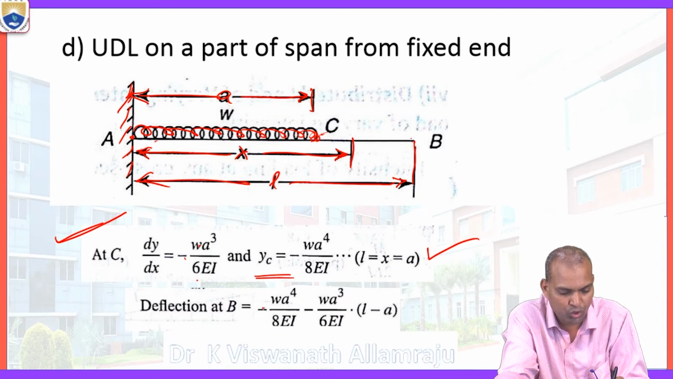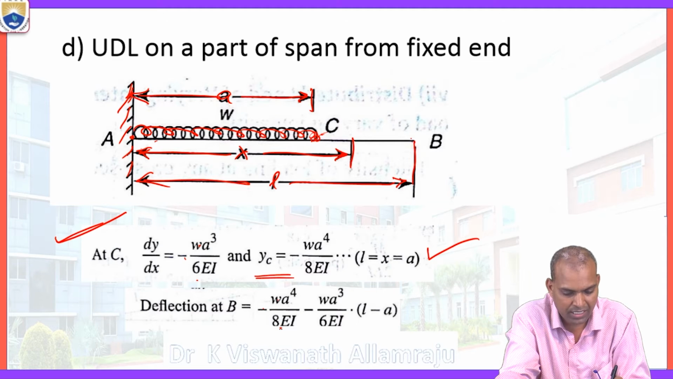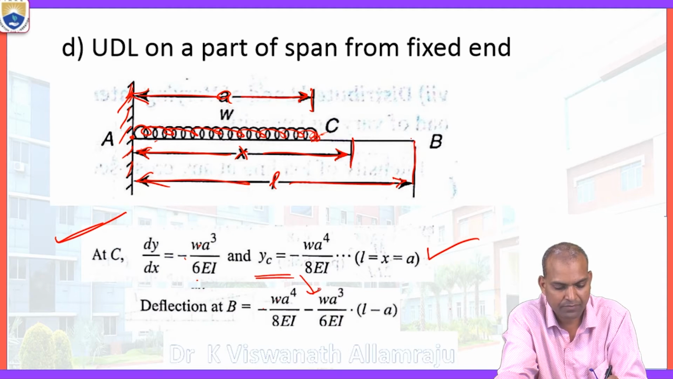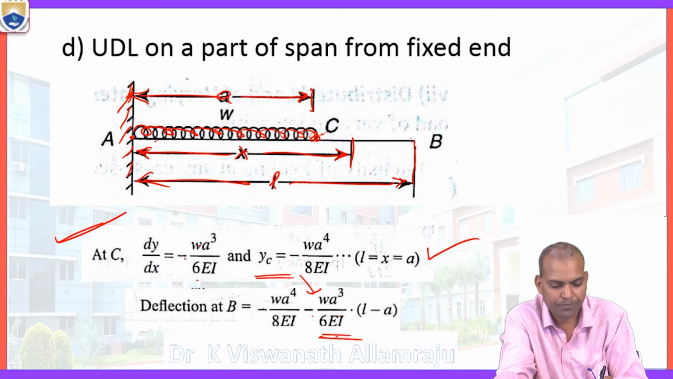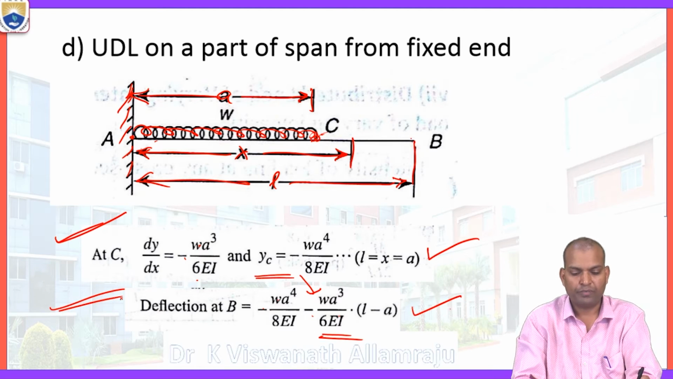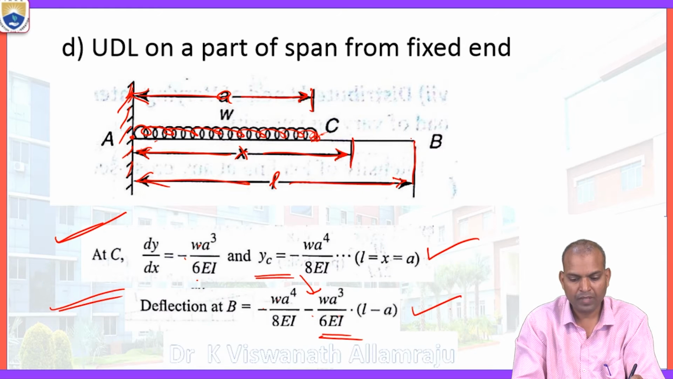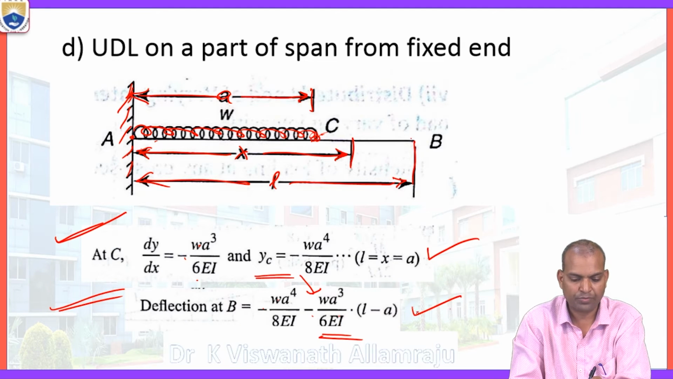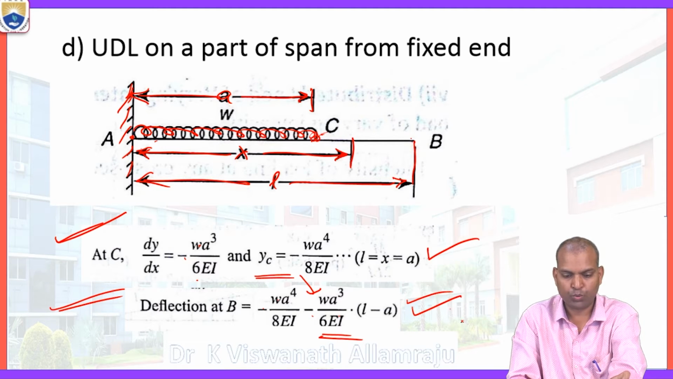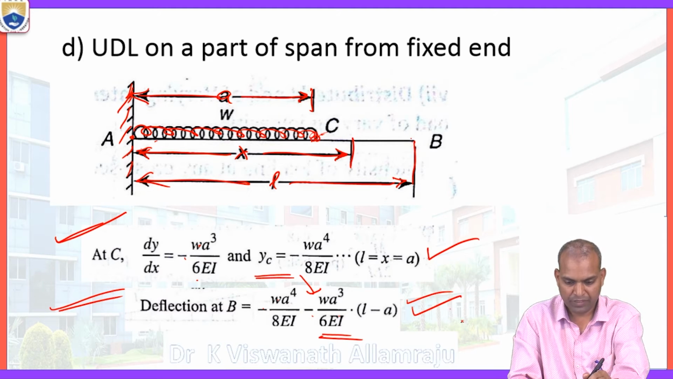If you take WA power 4 by 8EI, deflection at B minus deflection at C, then it comes to minus WA cube by 6EI times (L minus a). This is the deflection at B. Deflection at B means we take the total throughout, then subtract the deflection at C, the portion, and we get the deflection at B.